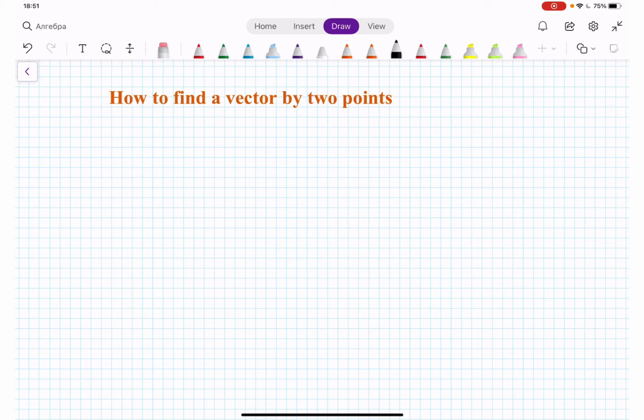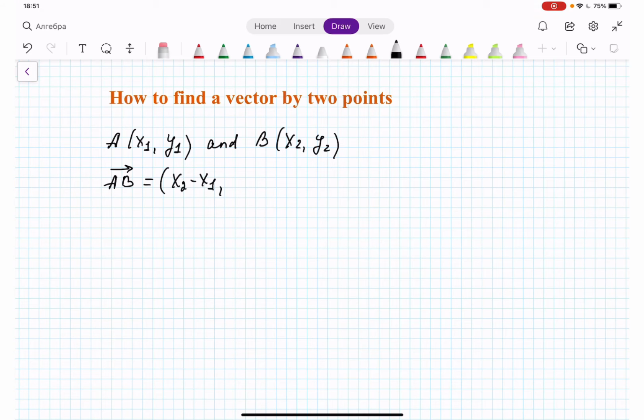If two points of the plane, A with coordinates x1, y1, and B with coordinates x2, y2, are given, then the vector AB has the following coordinates: x2 minus x1, y2 minus y1.